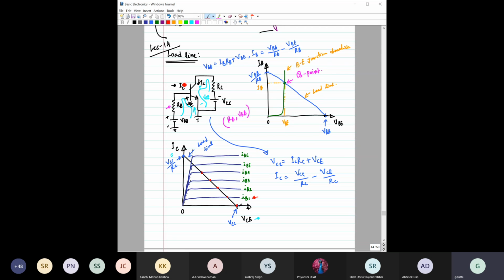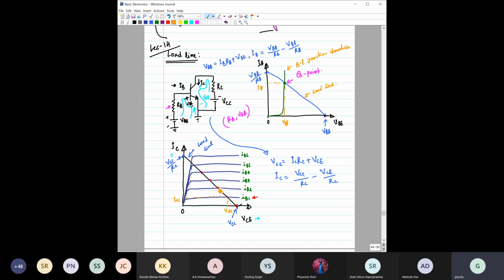Now, if you start increasing this IB, this Q point starts shifting from this point to this point to this point, right? And notice what is happening. If this IB1 is less, then from this Q point, this is the value of IC and this is the value of V of CE, say V of CE1, and this is IC1. So you increase IB1, IC1 is increasing, and V of CE is reduced from VCC to V of CE1.